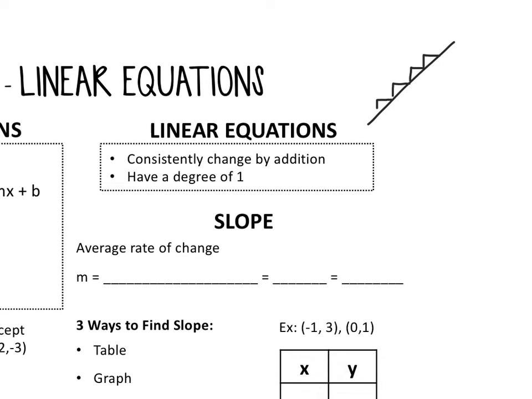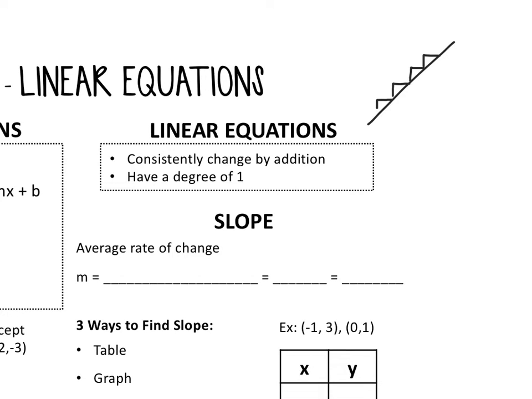Linear equations will always have a degree of 1, meaning you won't have anything like x squared or x cubed. It's always just going to be an x to the first power or a y to the first power, or both. There are often questions that ask you to identify which either equations or scenarios would be linear, and the way you would do that is by checking to see if it changes by addition or subtraction, or if on the graph it's a straight line.